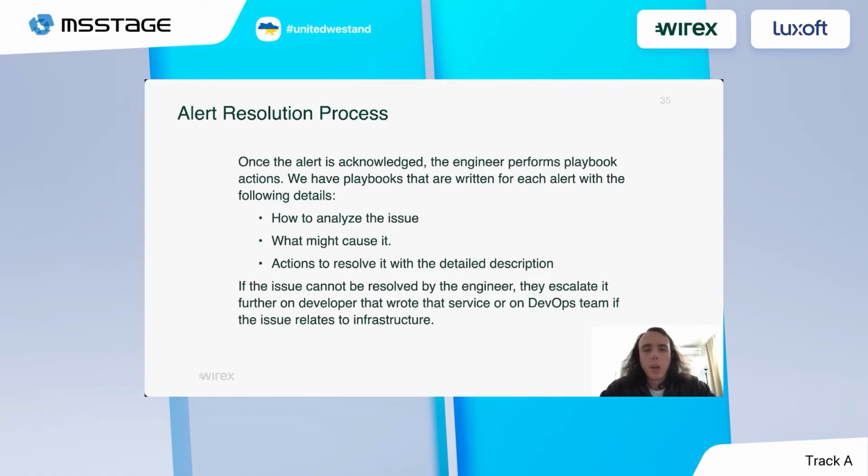Once the alert is acknowledged, the engineer performs playbook actions. We have playbooks that are written for each alert with the following details: how to analyze the issue, what might cause it, and actions to resolve it with a detailed description. If the issue cannot be resolved by the engineer, they escalate it further to the developer that wrote the service, or to the development and operations team, if the issue relates to infrastructure, of course.